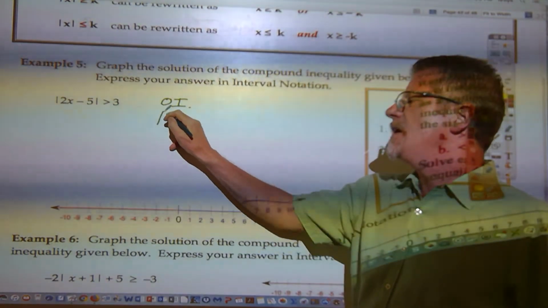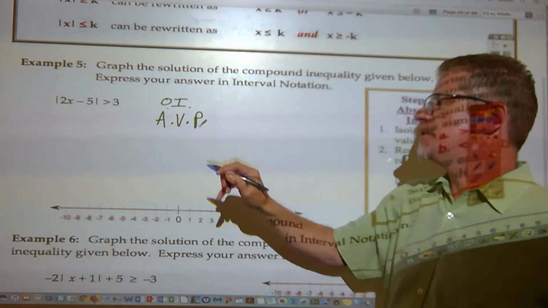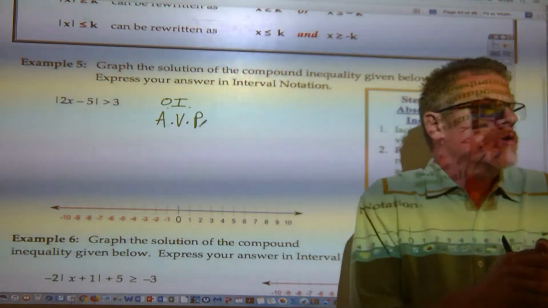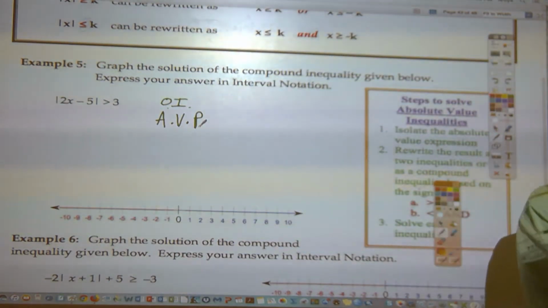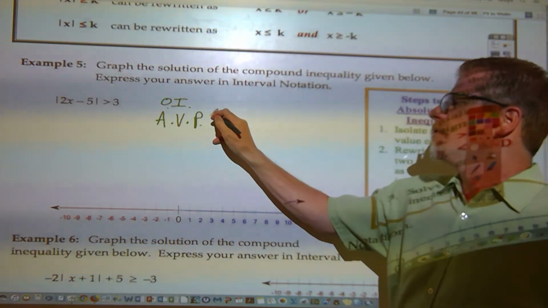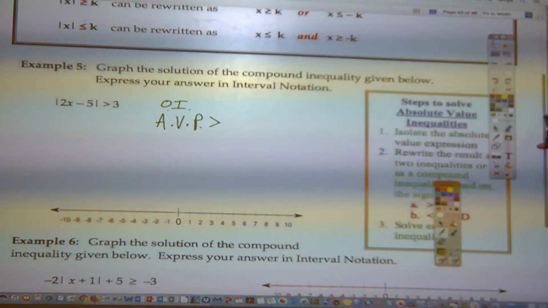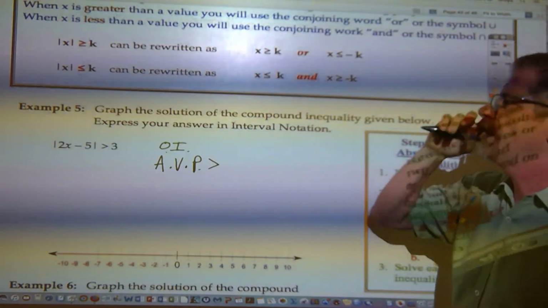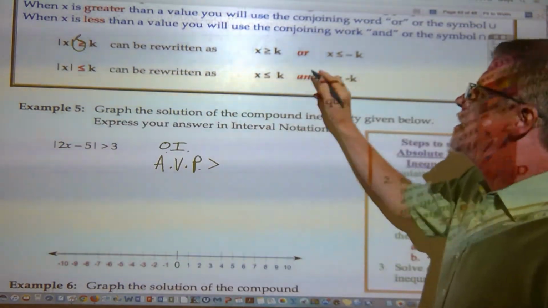The new abbreviation is absolute value property. You've maybe heard of the zero product property in Algebra 1. This is the absolute value property, used whenever there's absolute values. And there's an absolute value property for greater than and for less than. Now, heads up, when you have the absolute value property with a greater than symbol, use the word or.